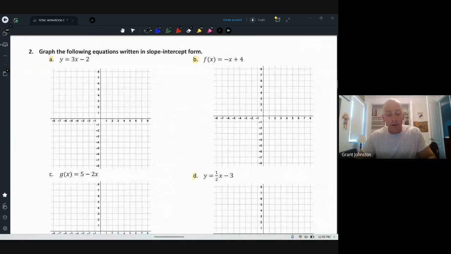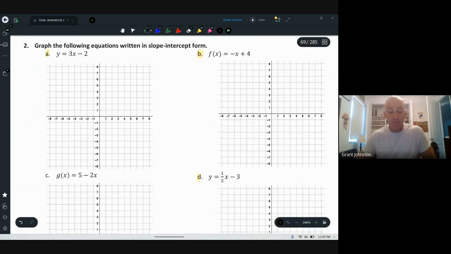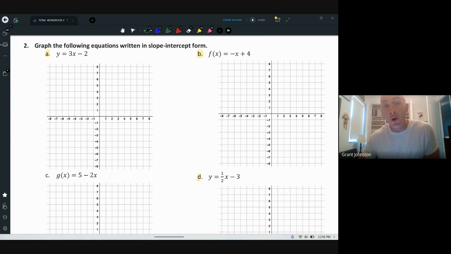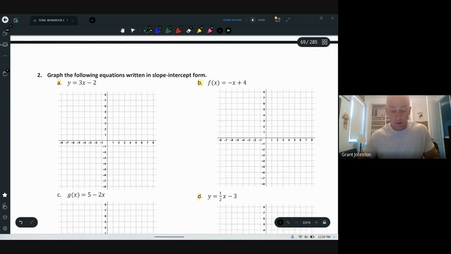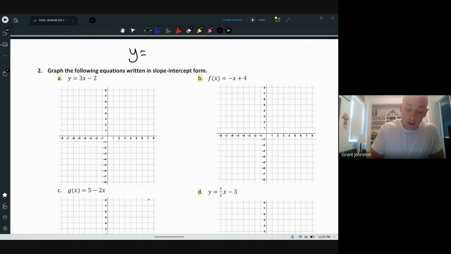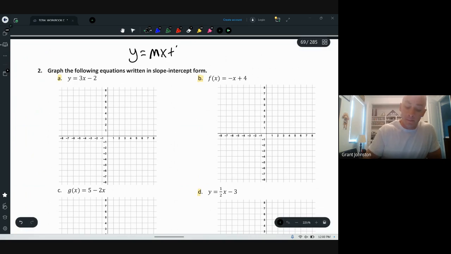So number 2 says graph the following equations written in slope-intercept form. So with A, I know the y-intercept is negative 2. Remember, we're using, just write it for the 100th time, y equals mx plus b. M is our slope. B is our y-intercept. And you always want to start with the y-intercept, our b. So our y-intercept is negative 2. So we're going to start at negative 2. And our slope is 3.